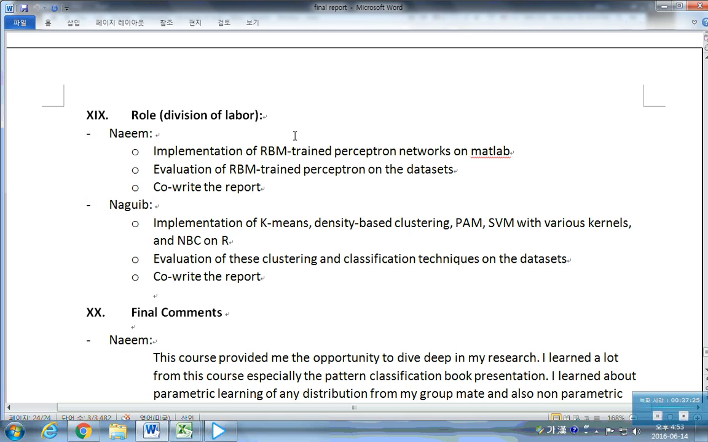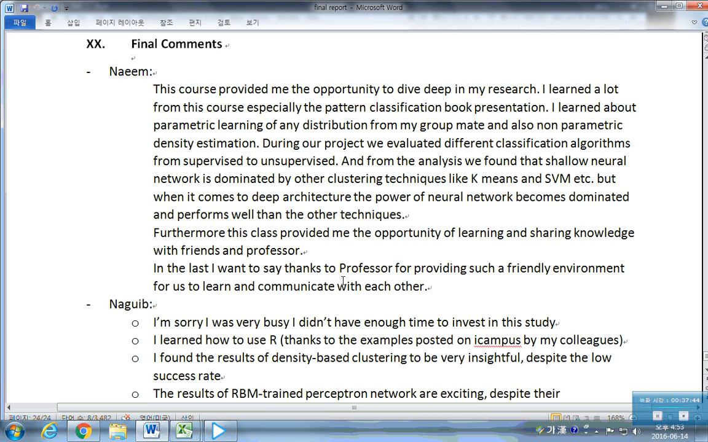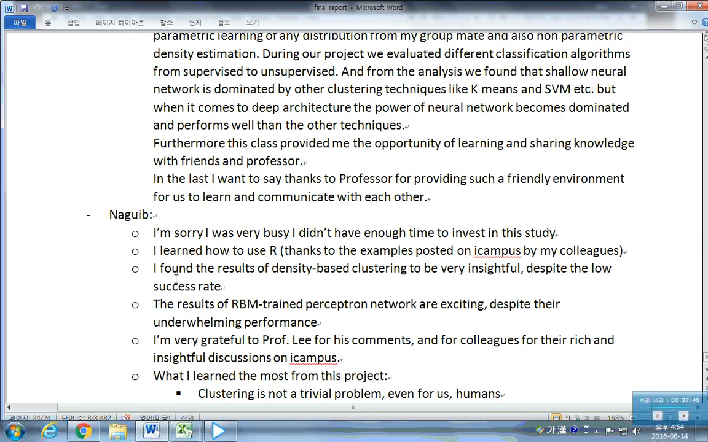So the roles of this project: Naeem took care of the implementations of RBM training perceptrons using MATLAB, and he applied it on the data sets and co-wrote the report. I took care of the implementation in R language for all the other state-of-the-art techniques, and comparison, and also writing the report. These are the final comments. So I will talk about my final comment, and I will allow Naeem to talk about his final comment.